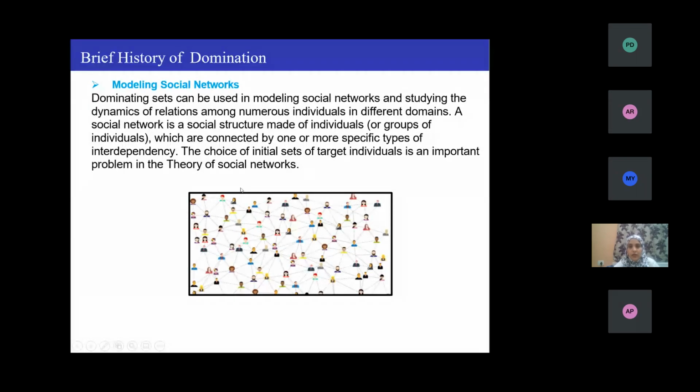Through this graph, we are all connected to each other. Dominating sets can be used in modeling social networks and studying the dynamics of relations among numerous individuals in different domains. A social network is a social structure made of individuals which are connected by one or more specific types of interdependency. This type of social networking is very common these days, and we are all connected to each other by one means or another.